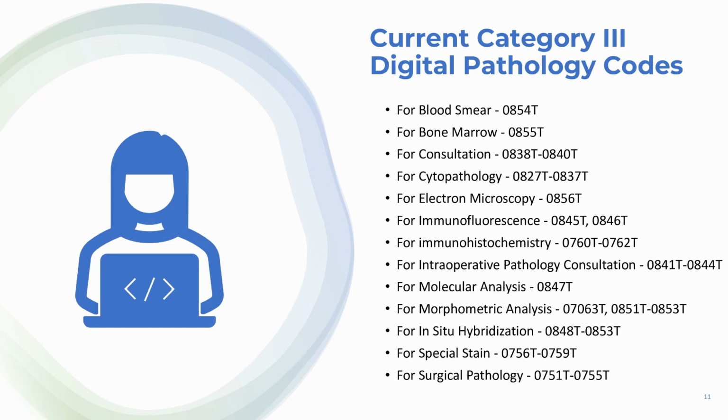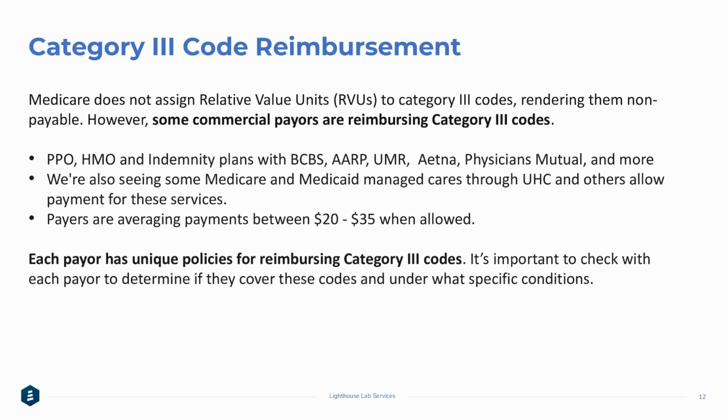So I think we have everything we need here on this current screen. We're going to go ahead and flip to the Category 3 code reimbursement that we're seeing here.